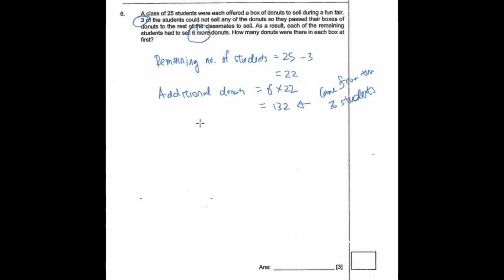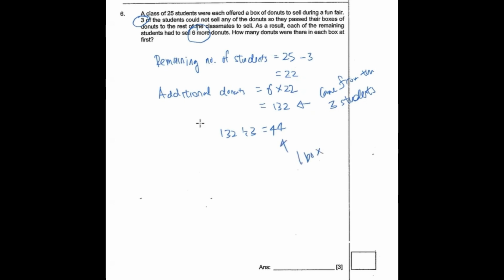Now, one of the students will be having 44 donuts. So 132 donuts came from the 3 students. So each of the 3 students are actually supposed to sell 44 donuts. And that is 1 box.